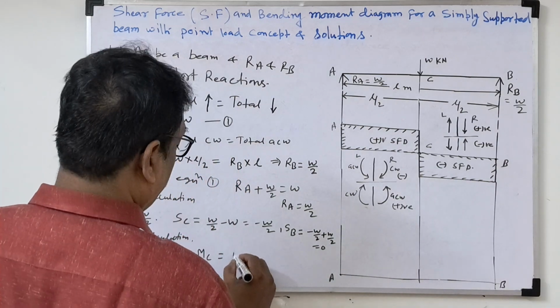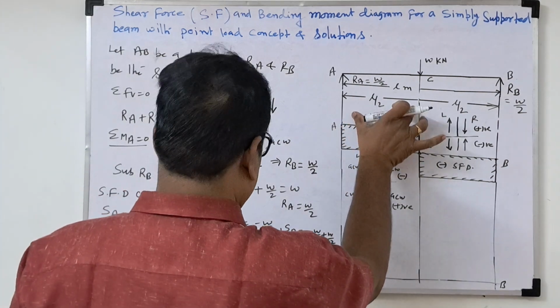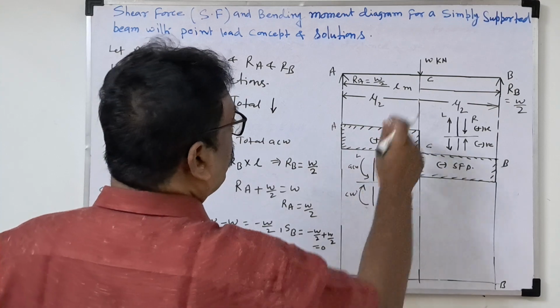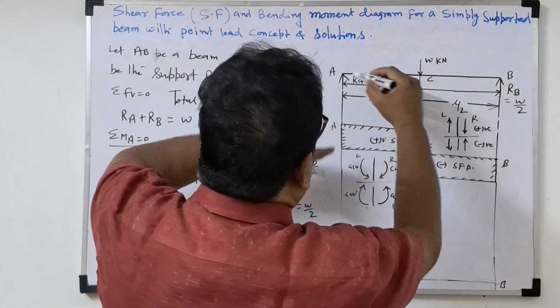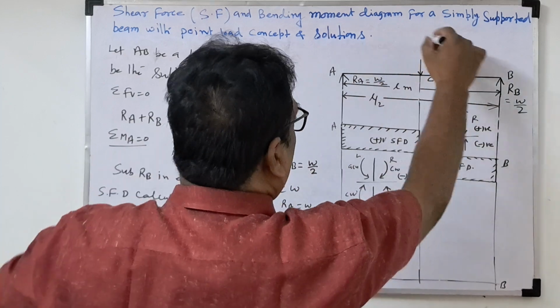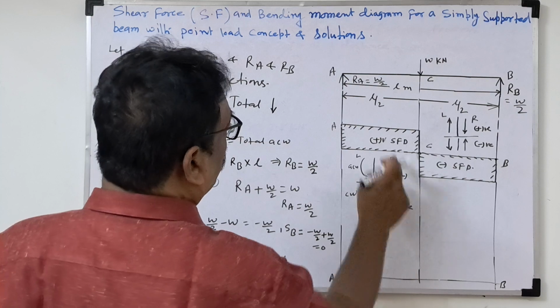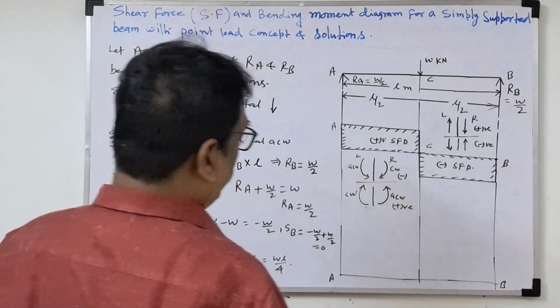So what will be there? W by 2 into L by 2. This is the L by 2 distance. So WL by 4. Bending moment at C. Listen, see here. This is the point C. So RA will rotate like this. What is this rotation? Clockwise. So clockwise from the left side will be positive. Distance, perpendicular distance L by 2. So bending moment will be WL by 4.